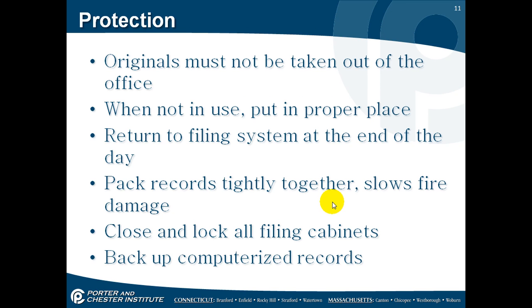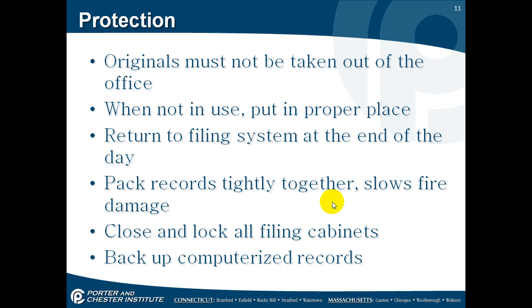And they are protected. The original must not be taken out of the office. We just talked about that. When not used, put in a proper place. So always file them. You'll see offices that you go in and there's just piles and piles of patients' files. That's why digital is so great and so neat.